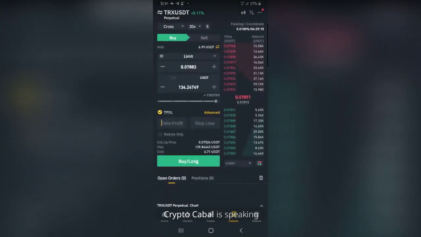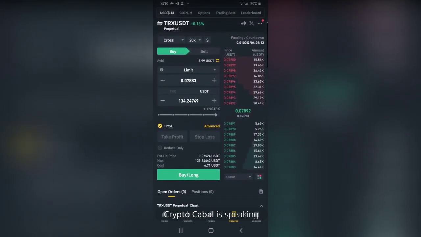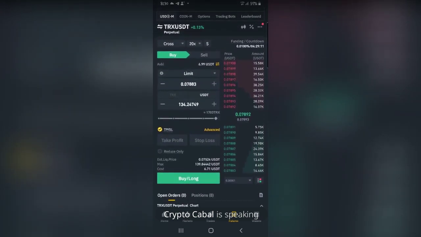That is everything about the futures trading interface on the Binance app.